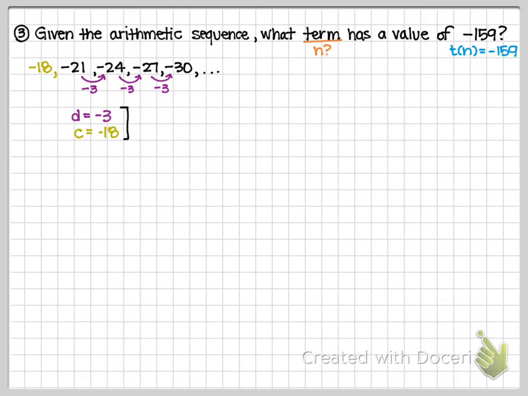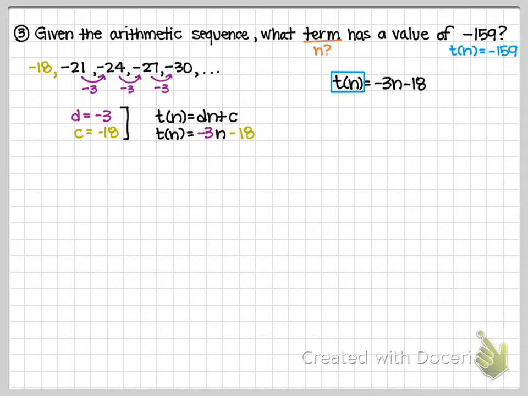All right, let's actually write this equation now. So using those two things, we know t of n is equal to dn plus c. Let's carry our t of n down and our n, and then let's slide everything in where it goes. So d is negative 3 and negative 18 for c. Okay, now we're going to use that equation. So I'm going to bring it over here. So t of n is equal to negative 3n minus 18. Okay, we know that t of n is going to be equal to negative 159.